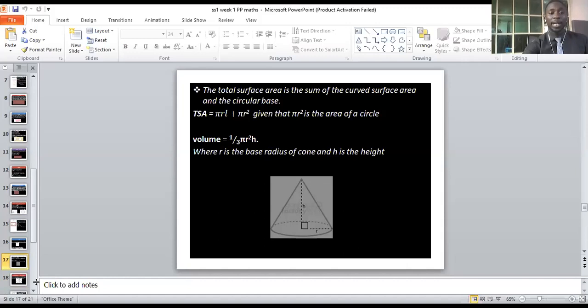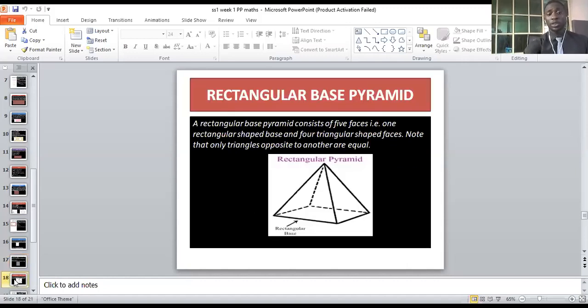1/3 pi r squared h. Let's take the last solid shape, which is the rectangular pyramid. We all know how to describe it. If anybody wants to describe Egypt, you describe Egypt as the city with the pyramid mountain. So that shape of the pyramid is what we are discussing.